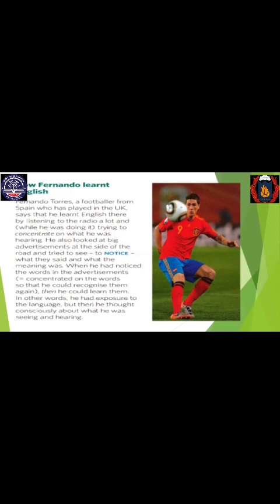How Fernando learns English. Fernando Torres, a footballer from Spain who was raised in the UK, said that he learned English there by listening to the radio a lot, and while he was doing it he tried to concentrate on what he was hearing. He also looked at the advertisements at the sides of the roads and tried to notice what they said and what they meant. When he had noticed the words in an advertisement, he concentrated on the words so that he could recognize them again. Then he could learn them. In other words, he had exposure to the language, and then he thought consciously about what he was seeing and hearing.